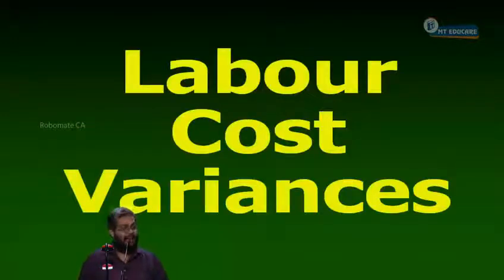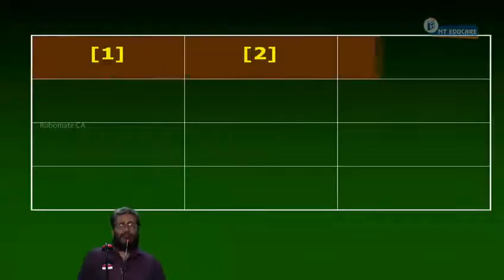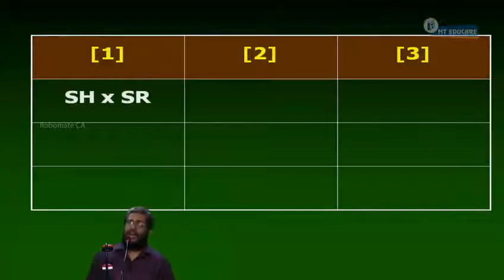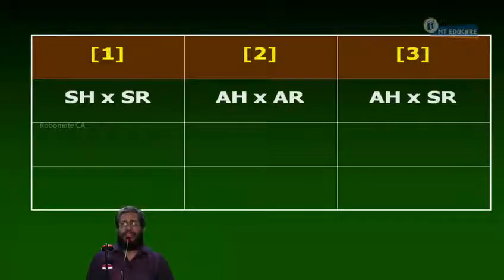Next variance is what? Labor. Tell me once again, 3 columns. What are the 3 columns? AH into AR, AH into SR. SR means standard hours for actual output. We already computed it or not? Tell me what is standard hours? 12,500 hours. Time allowed is 12,500 hours. At what rate? 5 rupees.